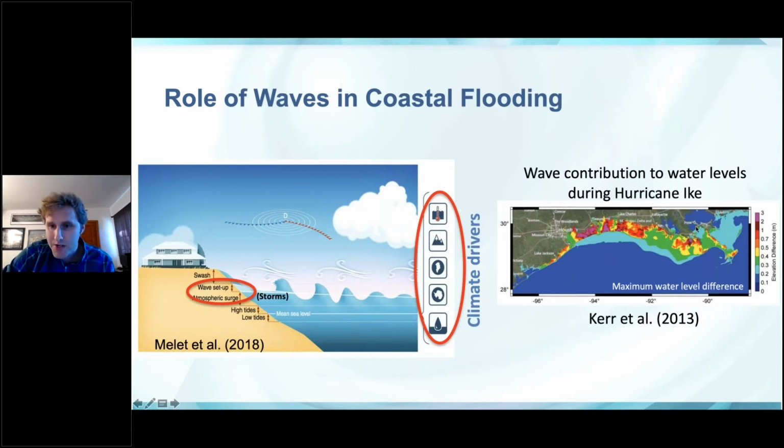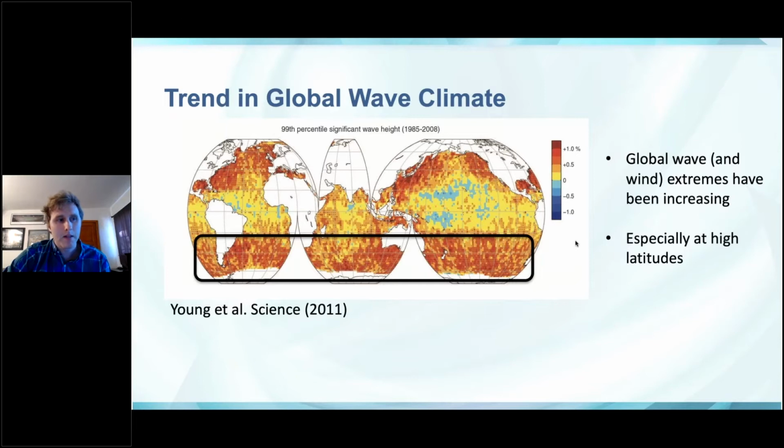And just as an illustration on the right, this plot is the difference between a hurricane hindcast of Hurricane Ike with and without the effect of waves. So you can see that in some places there's up to 3 meters difference of inundation that is just due to the effect of waves. So they can be quite important for coastal problems.